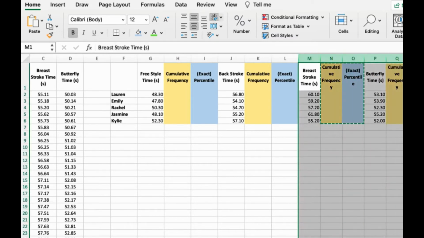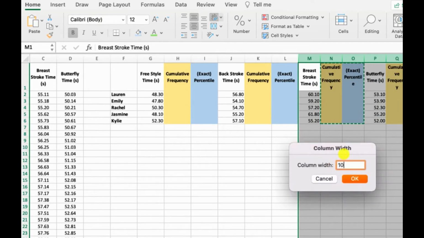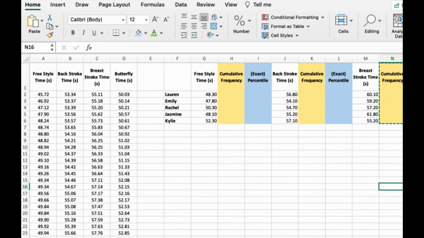And just because I have pet peeves about column widths being the same, I'm going to change these so they match the rest of the data set. Excuse my OCD tendencies.